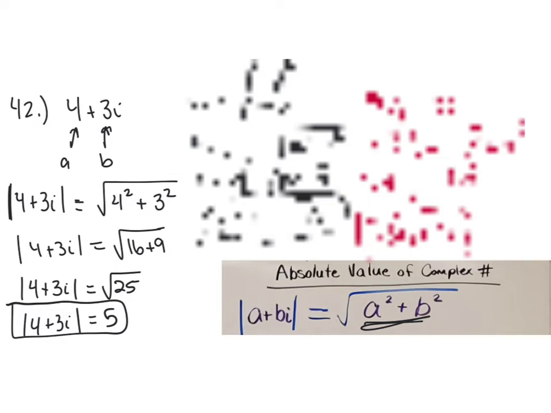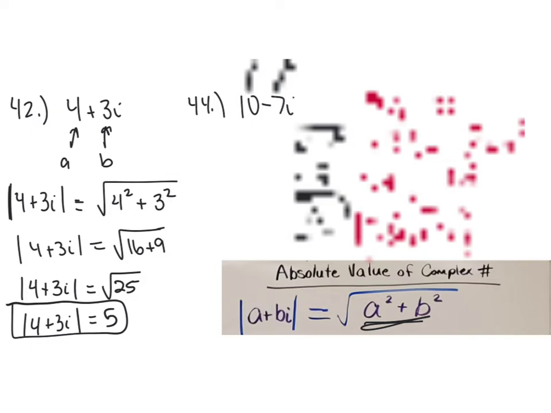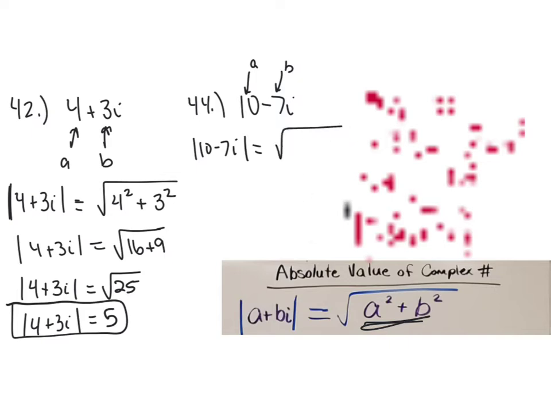44, the exact same concept. I have 10 minus 7i. So once again, I want the absolute value of 10 minus 7i. And it's not parentheses, it's a bar. That's A, that's B. Now, a lot of times you guys make calculator mistakes when you include the negative. Because absolute value is always positive and real, you can literally just ignore the minus sign. You can just say A is 10 and B is 7. I don't worry about the minus sign, I don't worry about the i.